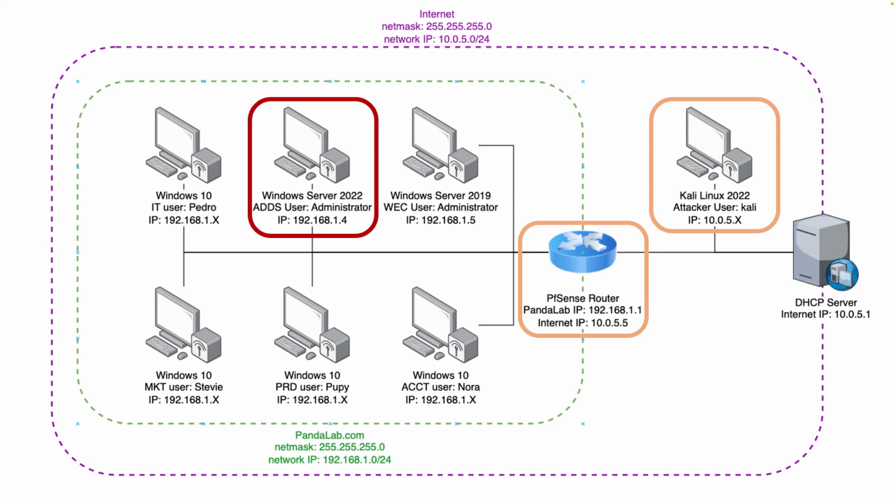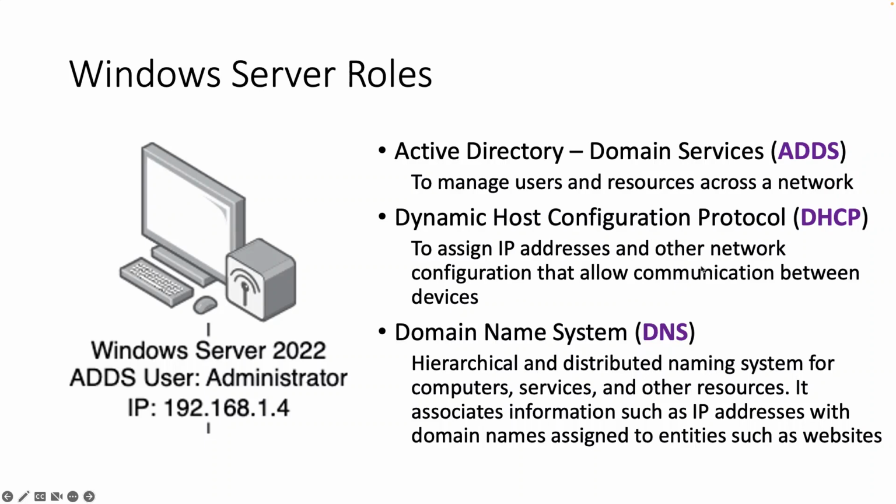In a previous video, we were able to install a Windows Server virtual machine that we will use as a domain controller for pandalab.com. But in order to promote our server to be a domain controller, we need to add the Active Directory Domain Services role to our server. We will add three roles to our Windows server: Active Directory Domain Services, Dynamic Host Configuration Protocol, or DHCP, and Domain Name System, or DNS.